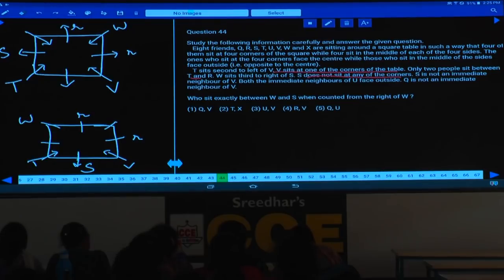Then W sits to the right of S, and S does not sit at any one of the corners. S is not an immediate neighbor of V. As S is not an immediate neighbor of V, this case is ruled out. Why? Because S and V are immediately adjacent to each other, isn't it? Hence finally we are left with only the first case.